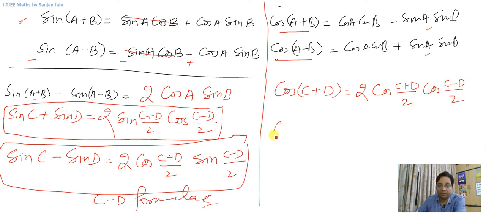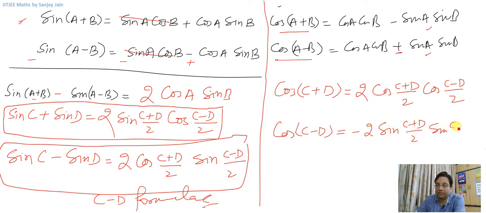And when you subtract these, you notice that this cos term will get cancelled, and you will have only sine term, and there will be a negative sign outside. So let me write first with this negative sign, then I'll remove this negative sign also. So minus 2 sine C plus D by 2 sine C minus D by 2.